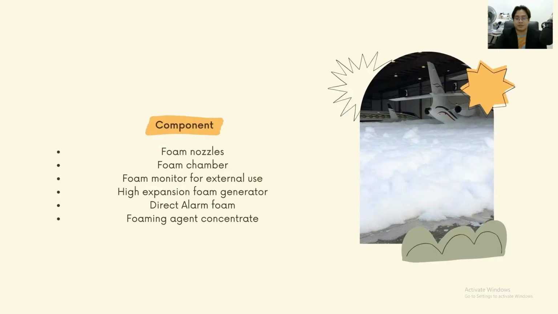Next, let's see the components of the foam fire suppression system. The components are foam nozzles and foam chambers, foam monitor for external use, high expansion foam generator, direct alarm foam, and foaming agent concentrate.